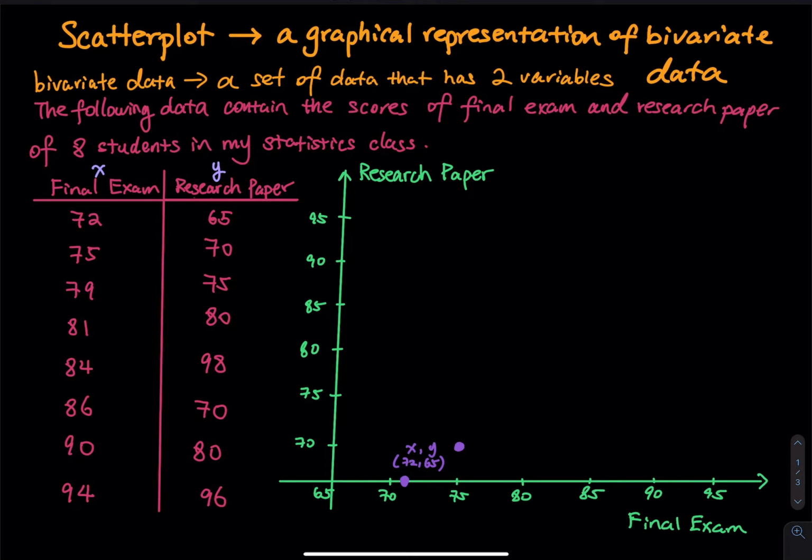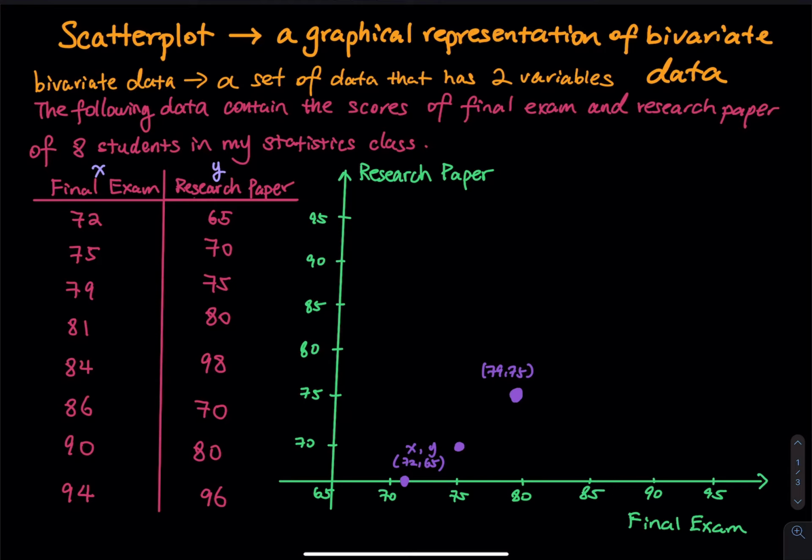And then the next student, 79 points on the final, which is a little bit less than 80, and then 75, so that will be right here, because this corresponds to 75 on the research paper, and 79, which is right here on the final. All right. So that's the next point, 79 comma 75. And then the next person is 81, 80, right?